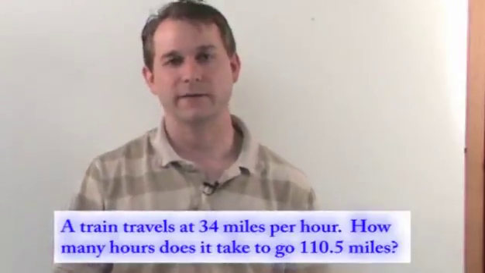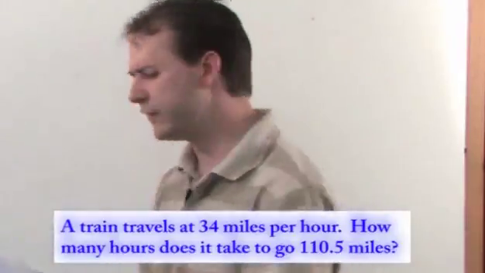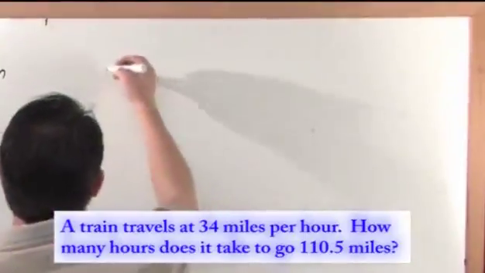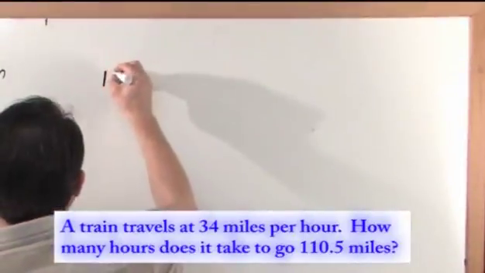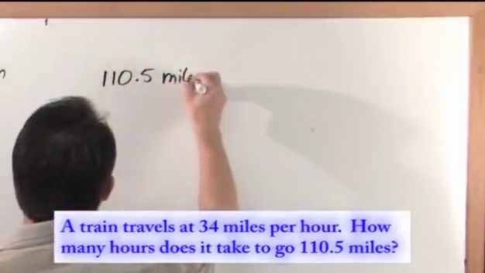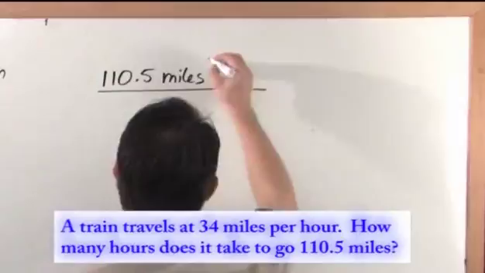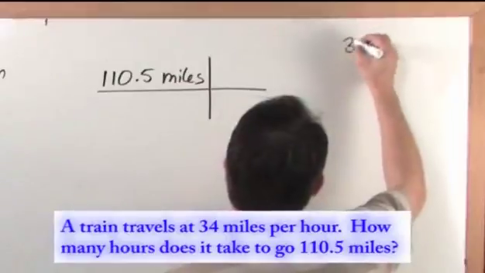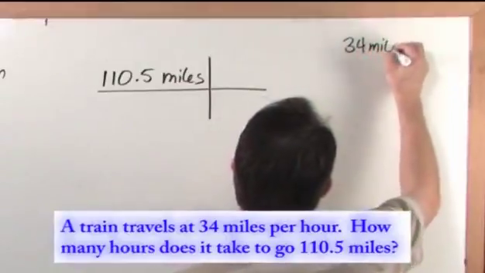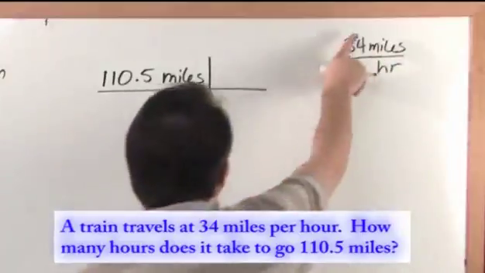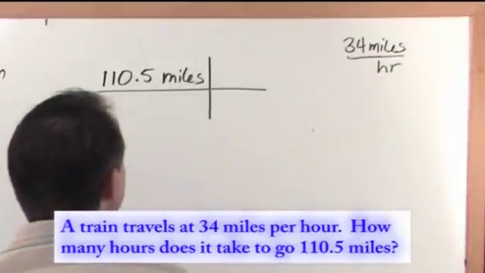So that's why you have to divide. So what we're going to do is divide here. And another way to do that is using your units. If you're going 110.5 miles, okay, and here's my little unit thing that I'm going to use here. And you know that you're traveling, I'm going to write it over here, 34 miles per hour. That's your speed here, okay?